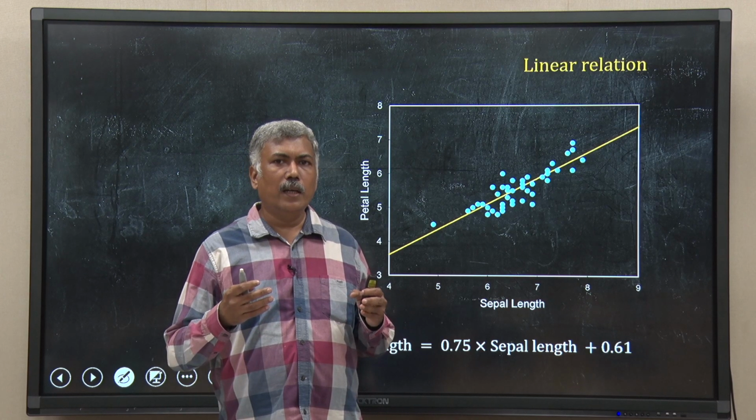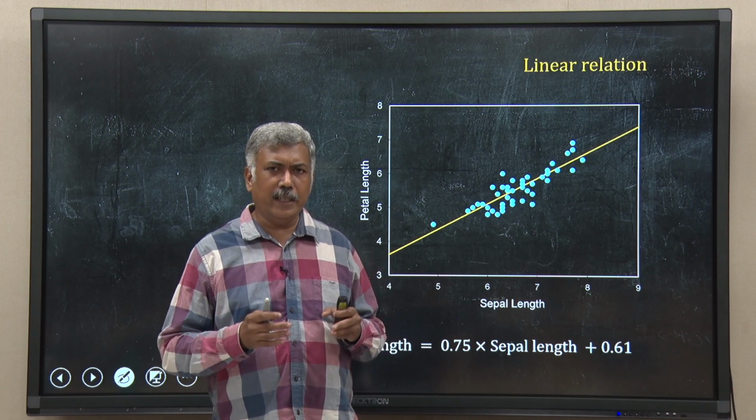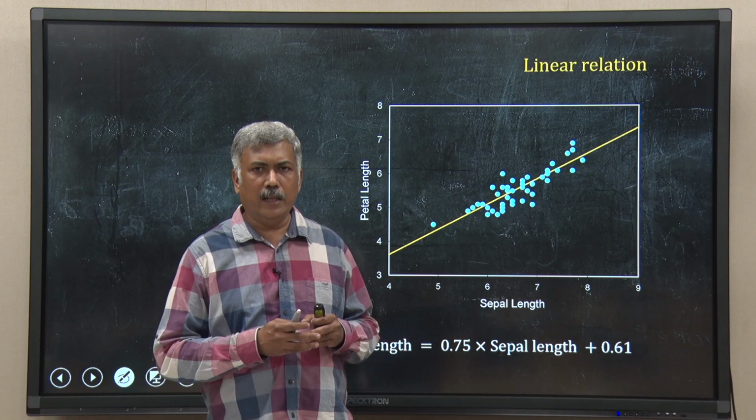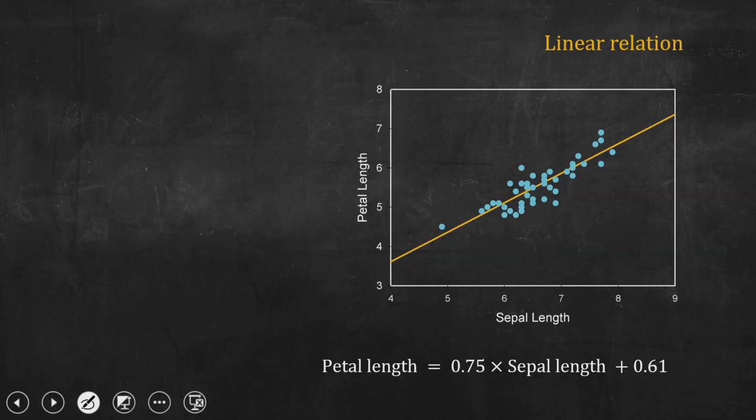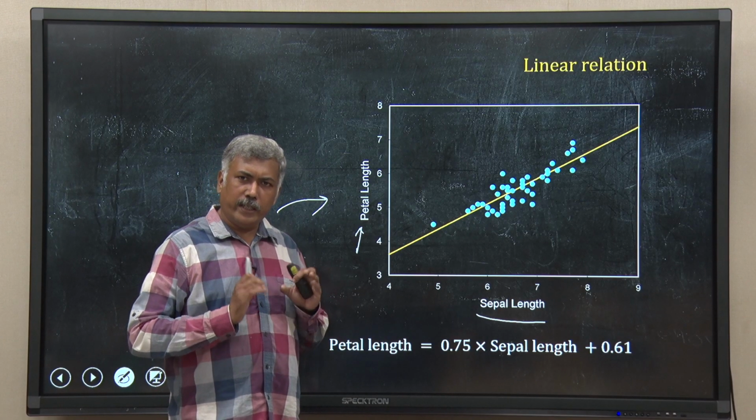It is a large data set. From that I have picked a particular part and plotted the data here. You can see the diagram. I have sepal length on the horizontal axis and petal length on the vertical axis. Just look at the data.